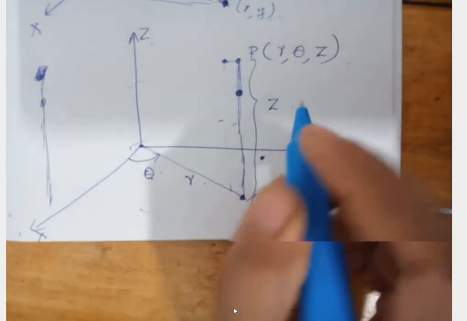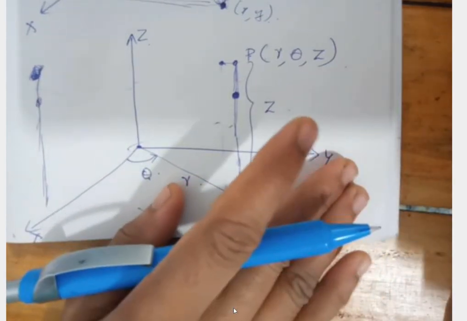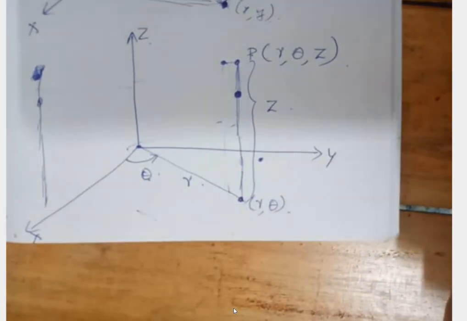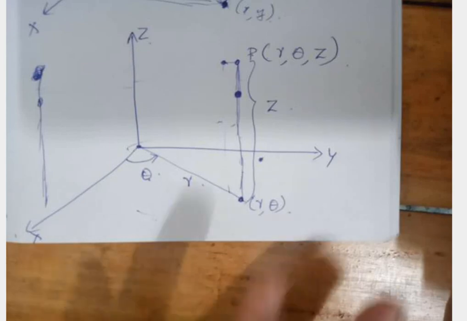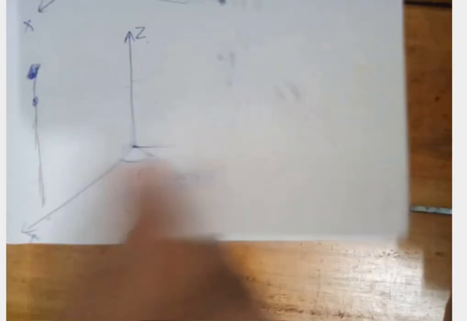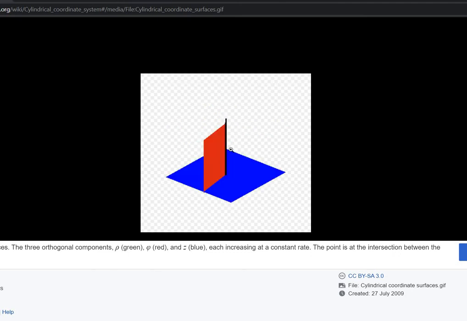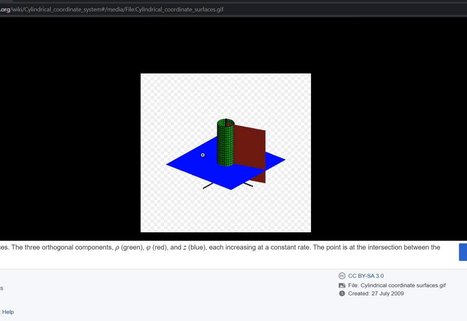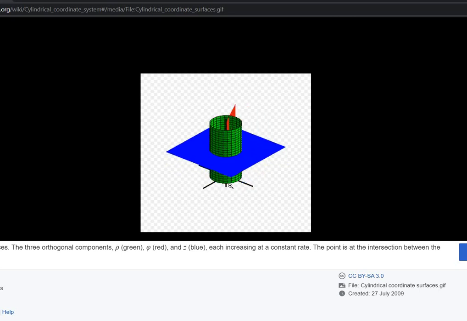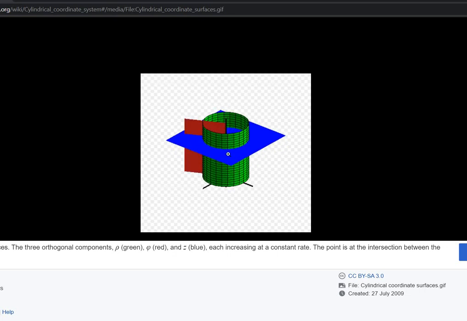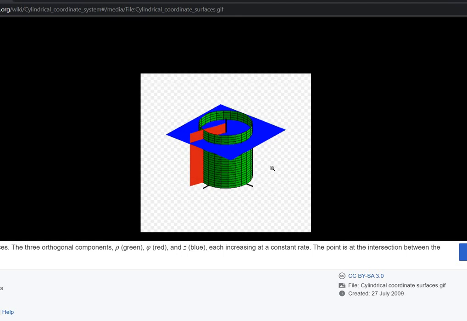Next, consider this one. Here, what happened to this point? This is blue. Blue is z, and z is increasing. Z is increasing means the height is increasing.